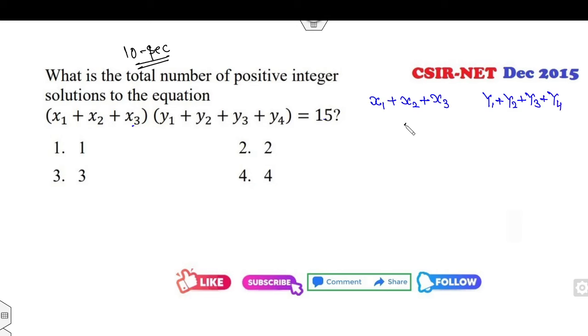What are the possible choices? Either this will be 1 and this will be 15. Either this will be 15 and this will be 1. Either this sum will be 3 and this will be 5, then the product will be 15, or it will be 5 and 3. Fine. Now, the sum of the positive integers. Fine. That means I have chosen 1, 2, 3 and so on.